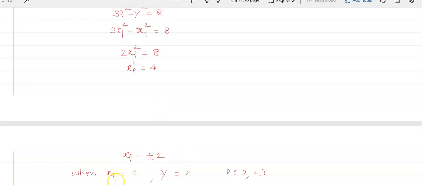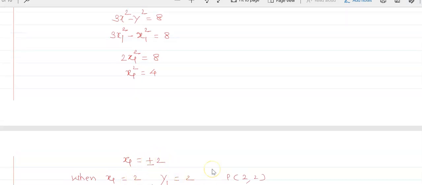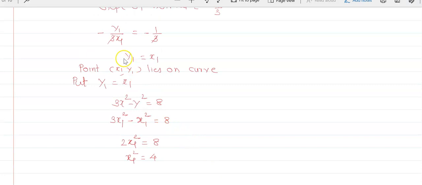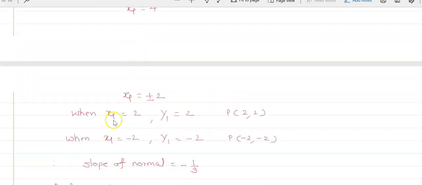When x1 is 2, what about y? The y is equal to 2. You are getting its value. We have x1 = y1, that's why when x1 = 2, y1 = x1, so both points are the same. When x1 = -2, again y1 = x1, and the point is (-2, -2). These are the points.